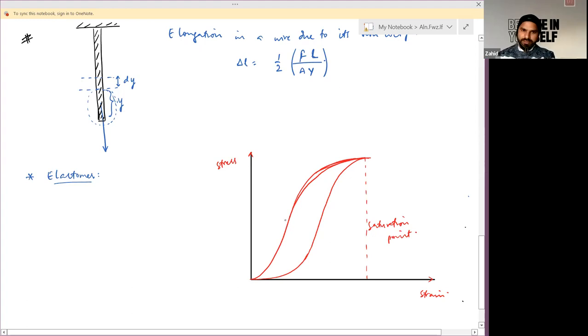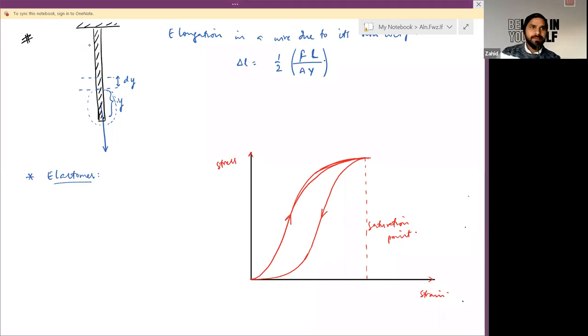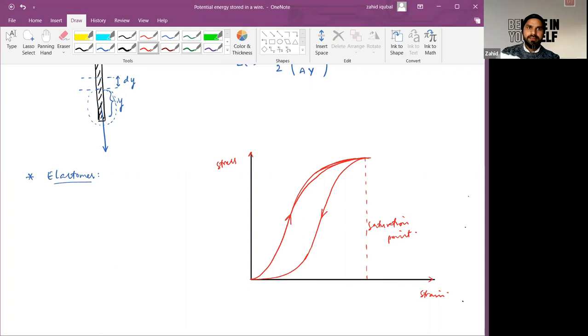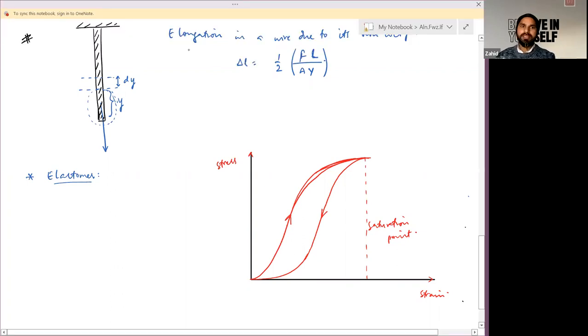So while elongation, it will follow this path, and while compression, it will follow this path. So you can say there is some difference in proportionality while elongation and while compression. Suppose if you draw a horizontal line to this point, it means by elongation, strain will be this point, and while compression, it will be at this point. Is it clear? So we can say stress and strain is not directly proportional while elongation and while compression. Is it clear?